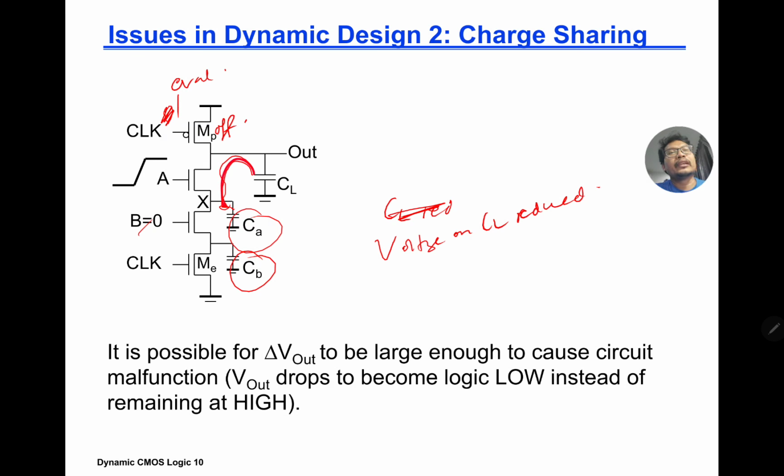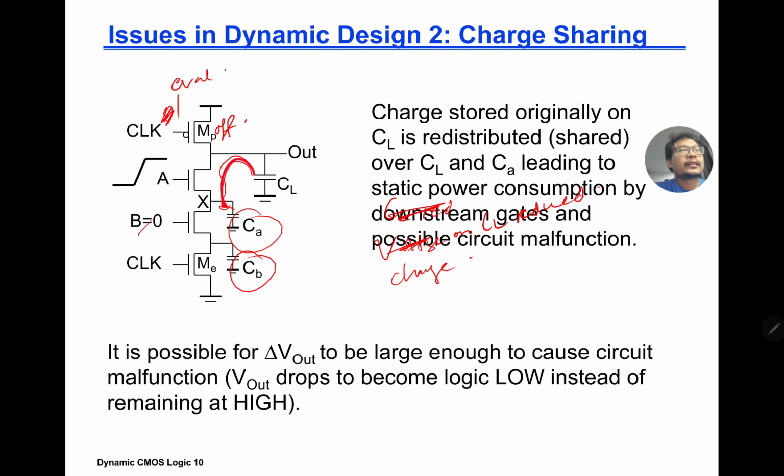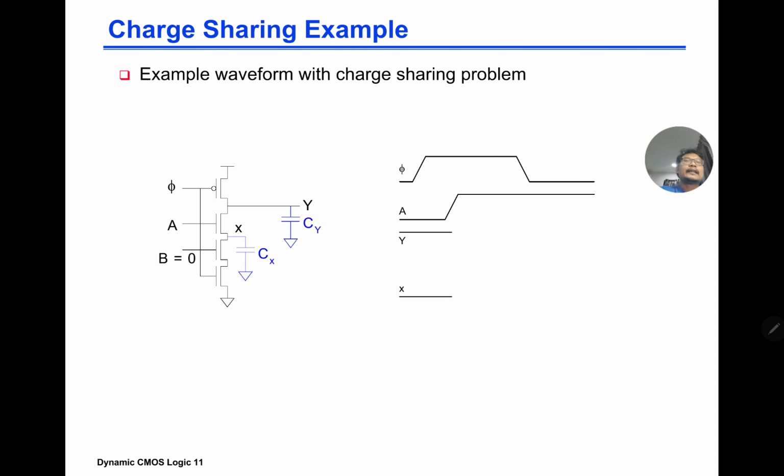So if A is 1, then some of the charge on the capacitor gets transferred to CA. The charge stored originally on CL is redistributed over CL and CA, leading to static power by downstream gates and possible circuit malfunction. Okay. Example waveform with the charge sharing problem.